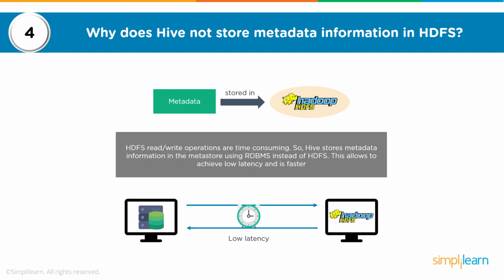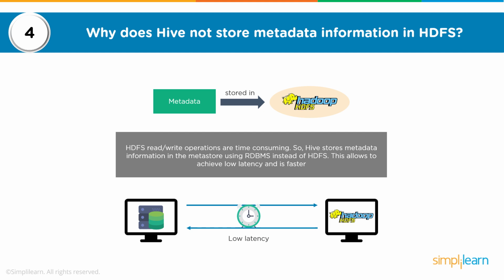Now, why does Hive not store metadata information in HDFS, if somebody asks you? So we know that Hive's data is stored in HDFS, which is the Hadoop Distributed File System. However, the metadata is either stored locally, and that mode of Hive would be called embedded mode, or you could have Hive's metadata stored in an RDBMS so that multiple clients can initiate a connection. Now this metadata, which is very important for Hive, would not be stored in HDFS.